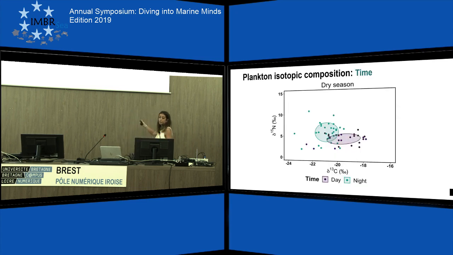Here I'm representing the same values, but I drew the ellipses for plankton samples collected at day and night, and you can see also that they were different. There were significant differences between these two.